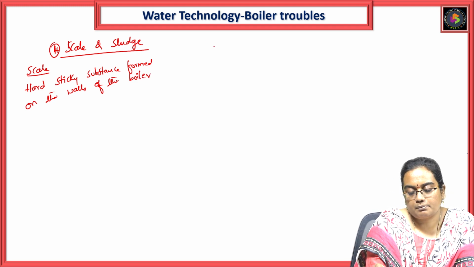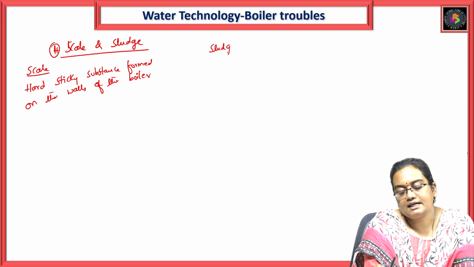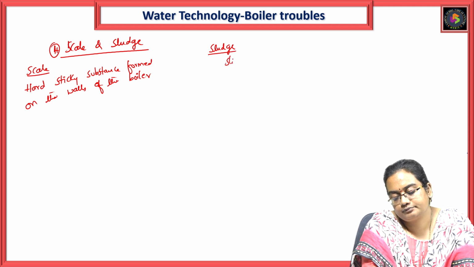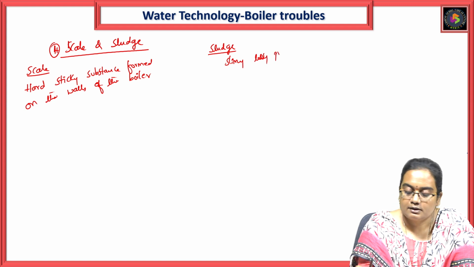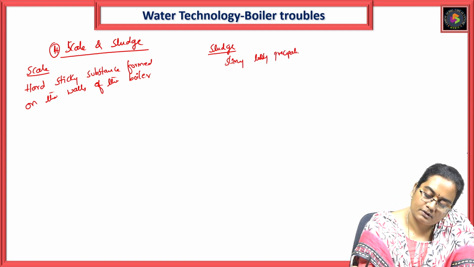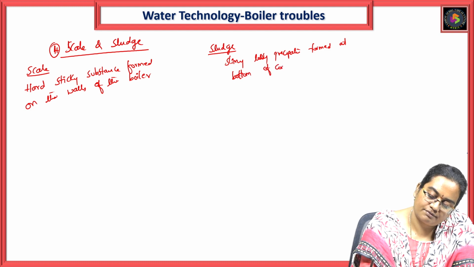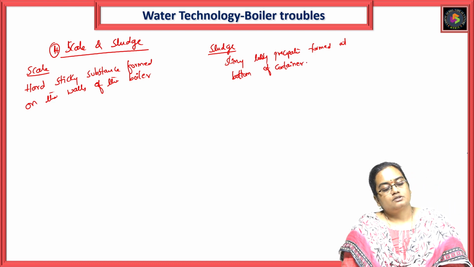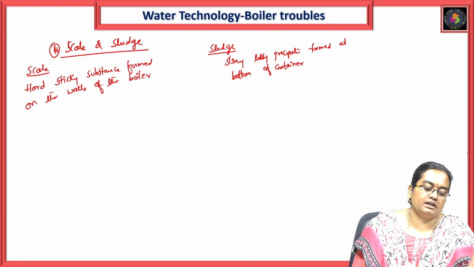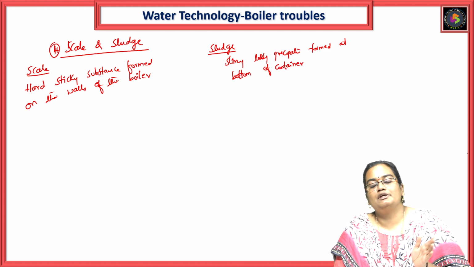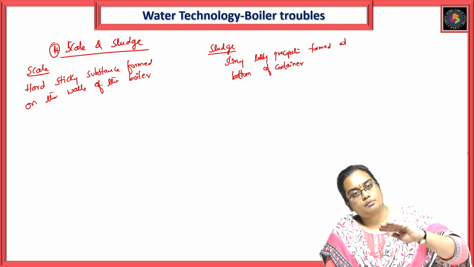Now, what do you mean by sludge? A slimy, loose precipitate formed at the bottom of the container is known as sludge. So scale means a hard sticky substance formed on the walls of the boiler. Sludge means a slimy loose precipitate formed on the bottom of the container.